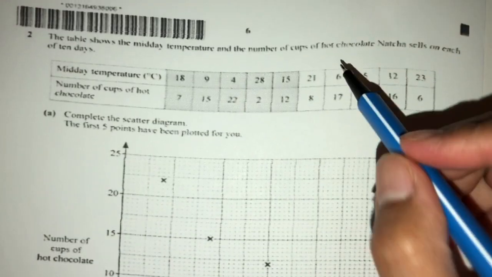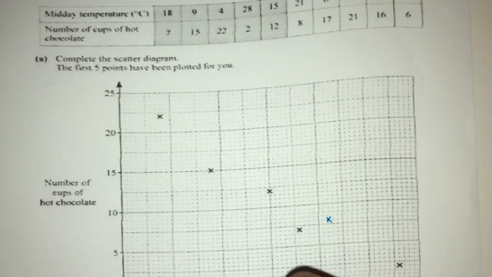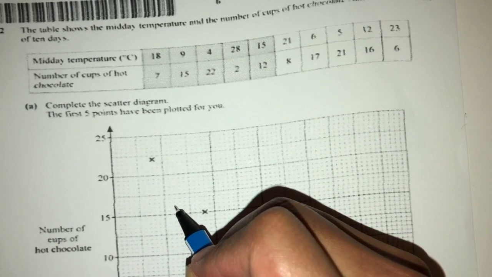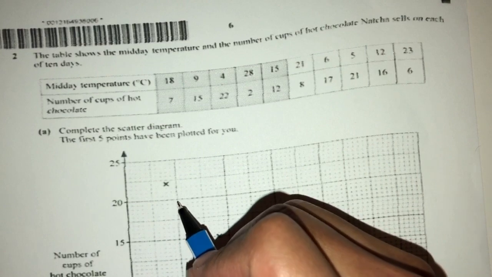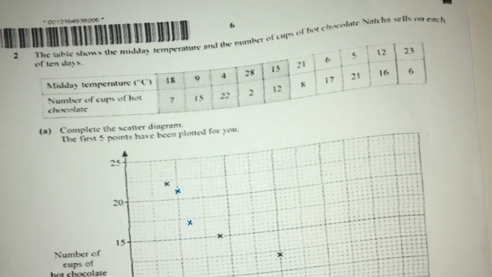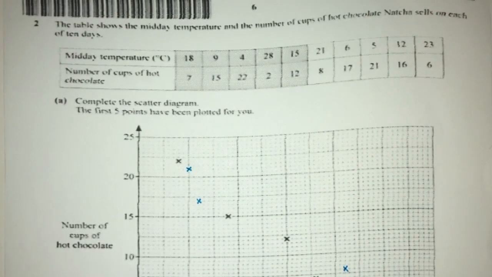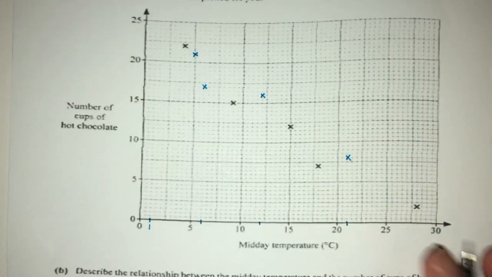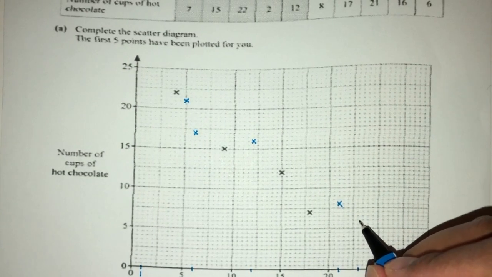And now for the other one we have 6, 17. So 6 will be right here, and 17 should be on this one, counting 10, 15, 16, and 17. Then we have 21, so 21 should be right here. Then we have 12, 16, which will be right here. And then we have 23, 6. So 21, 22, 23, and 6 will be right here.